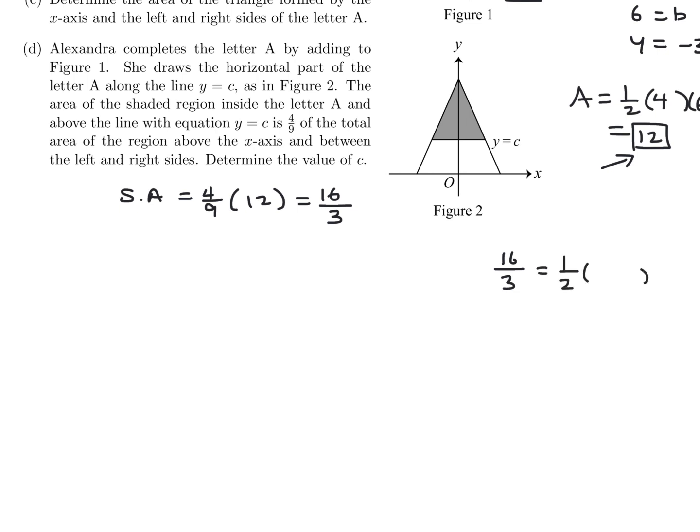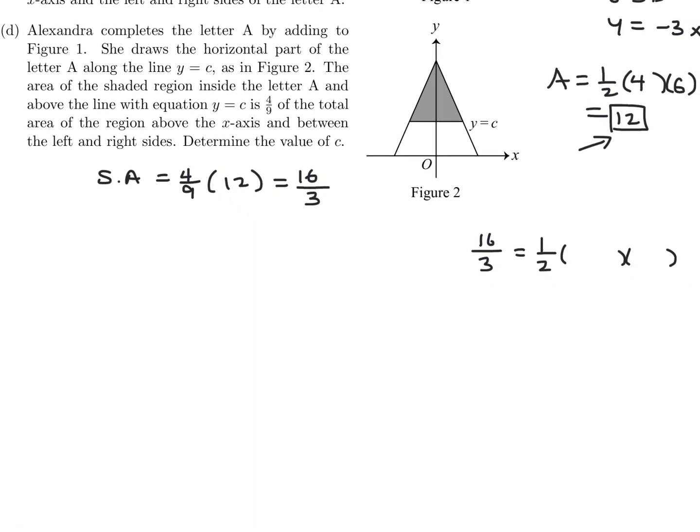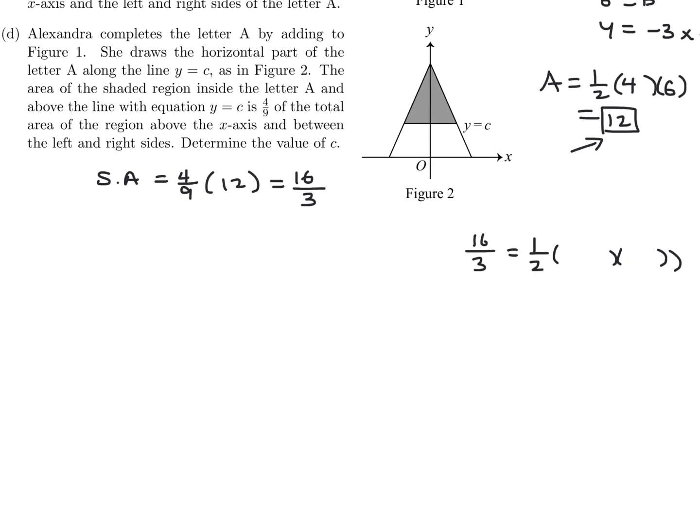Now I have to figure out what is the base and the height, and obviously that's going to involve the letter C. So the equation of that line, this line here, is y is equal to minus 3x plus 6, right? We figured that out earlier. What I am interested in is what is the x value when y is c. And when you solve for x here, you'll get x is equal to 6 minus c over 3.